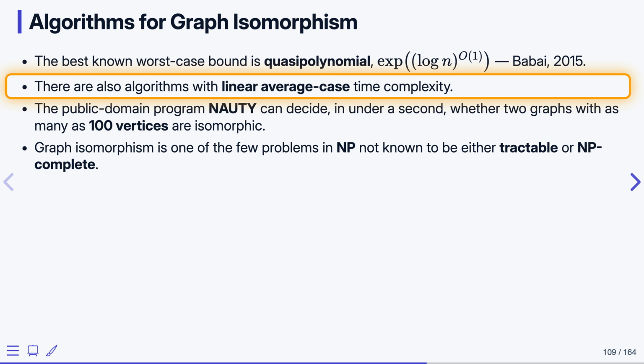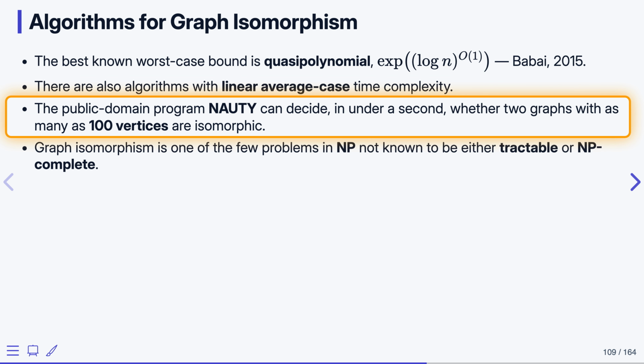In practice, things are much better again. On average, some algorithms run in linear time. There is also a free program called NAUTY. It can compare 2 graphs with up to 100 vertices in less than 1 second.